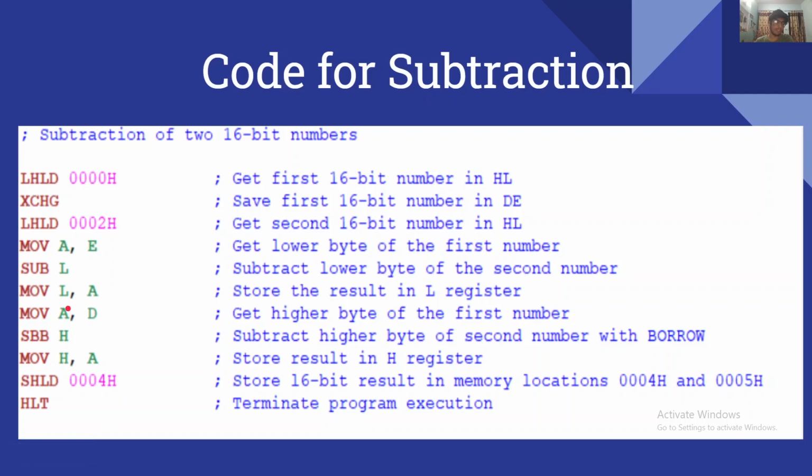And similarly for the most significant bits, the MSB goes to A, and then SBB is subtraction with borrow. So this is A minus H with borrow, and then again moving the content of the accumulator to the H register, and now the HL register contains the result. So storing the value of the HL register pair to memory location 0004 and 0005, we get the answer.